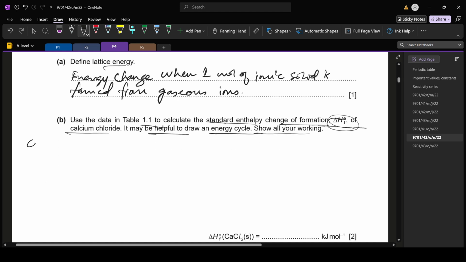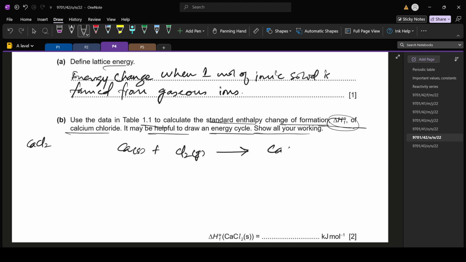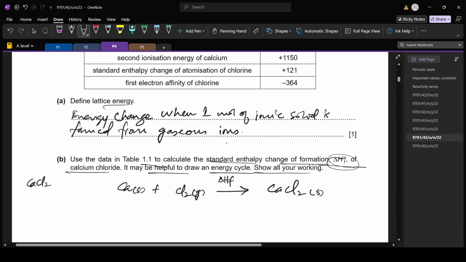This is calcium chloride. So the standard enthalpy change will be when solid calcium reacts with chlorine gas to form calcium chloride. So this is going to be the enthalpy change of formation of calcium chloride. Now you have to calculate the value of the enthalpy change of formation. For this we will draw an energy cycle.